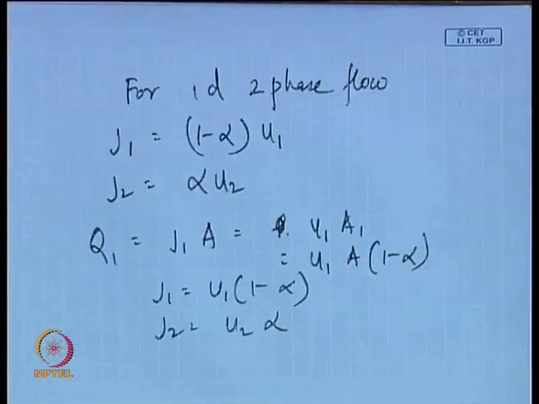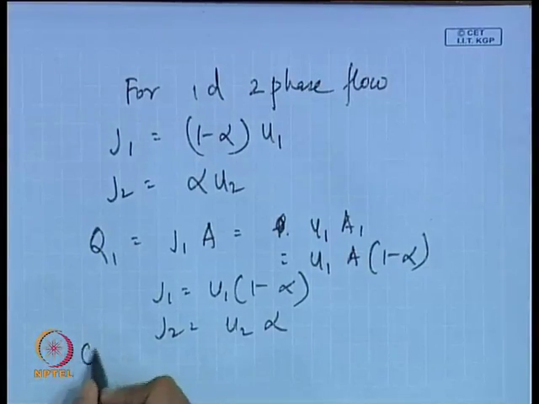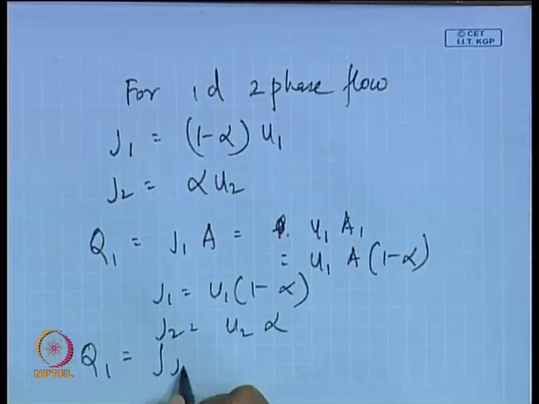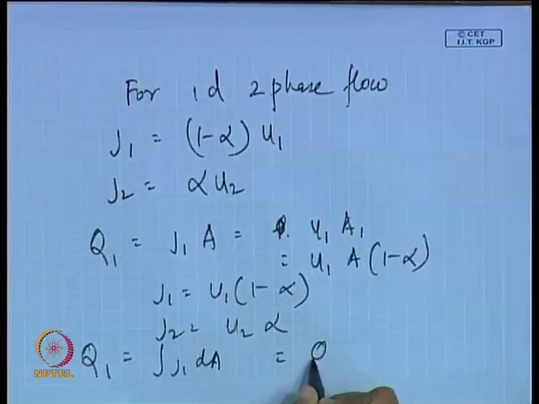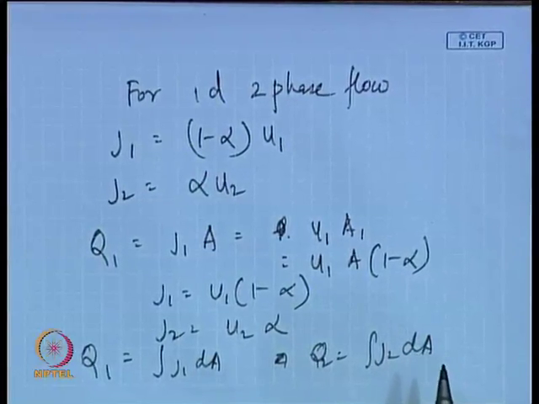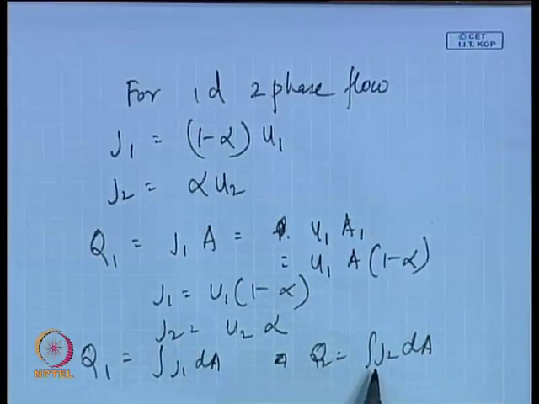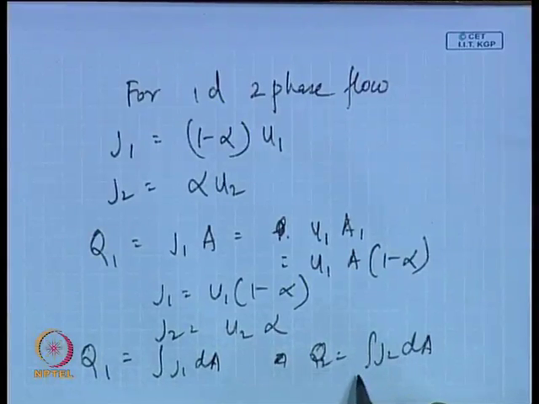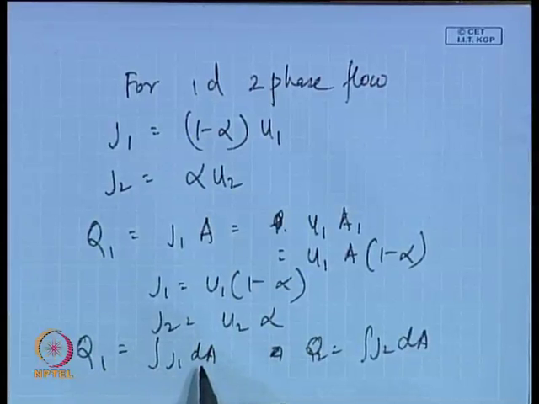Okay. So, from here we can get Q1, as I have told you, it is the integral of J1 dA, and Q2 is the integral of J2 dA. So, when J1 and J2 vary across the cross section, when we are not considering one dimensional flows, then in that case these integral signs have to be given, and the variation of J1 and J2 with area has to be incorporated in these mathematical expressions, and if J1 and J2 do not vary with cross section, then it is J1A and J2A.